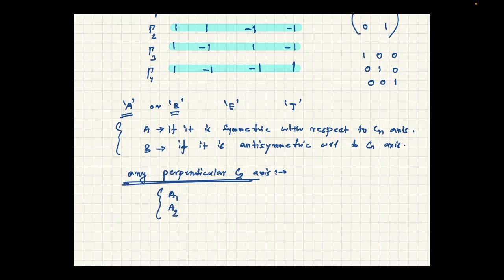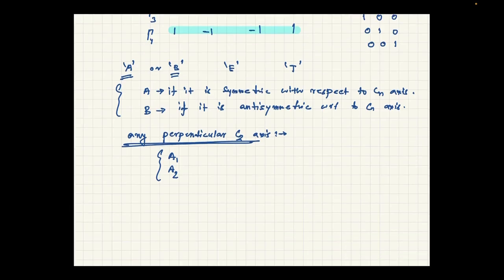Okay. And if there is no perpendicular C2 axis present, then we have to look for sigma v. So if the molecule is symmetric with respect to sigma v, then the Mulliken symbol will be A1, and if the molecule is antisymmetric with respect to sigma v, then the Mulliken symbol will be A2. Okay. So symmetric means the character is 1, and antisymmetric means the character is -1. Okay. Then the next step will be we have to look for sigma h, or the horizontal plane of symmetry.